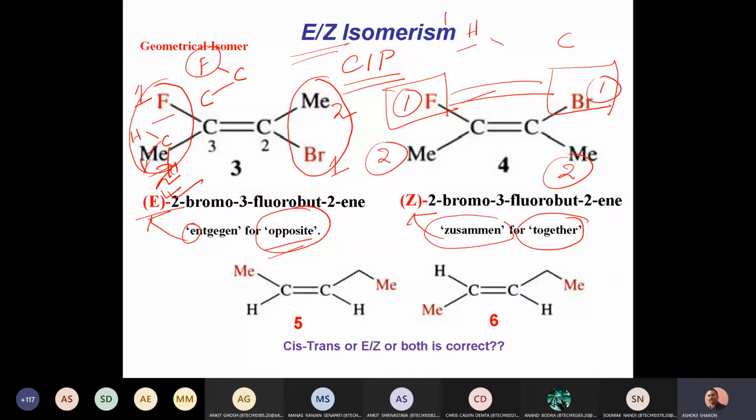Now my next question is: E or Z, why do we call it configuration? Why do we call them configurations? Why not conformation? What is the difference between configuration and conformation? Why do we call it EZ isomerism or EZ configuration?